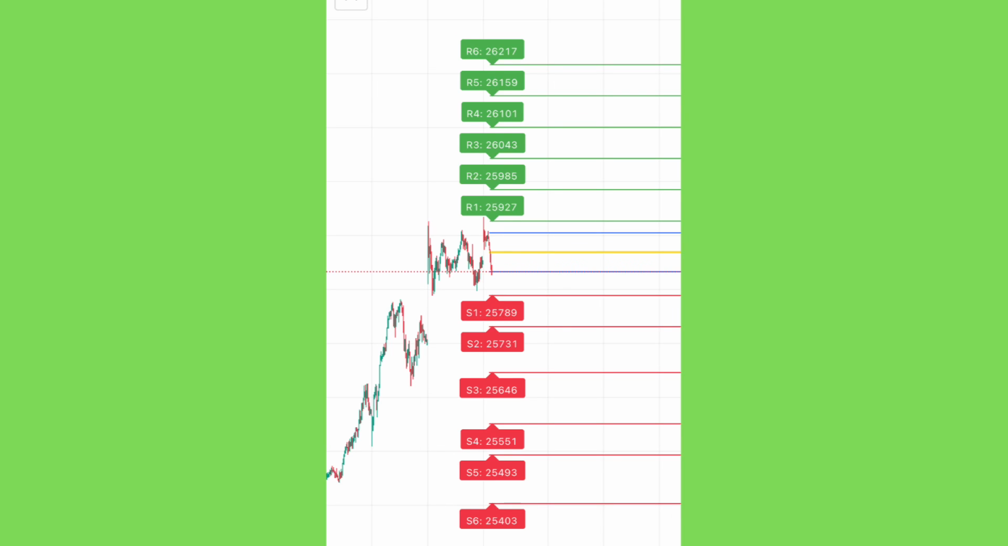Support levels. S1: 25,789, S2: 25,731, S3: 25,646, S4: 25,551, S5: 25,493, S6: 25,403. These are your intraday protection zones. As long as Nifty holds above S1, 25,789, the bullish sentiment remains intact. If it dips slightly to S2 or S3, those zones could act as buying opportunities for positional or intraday traders.